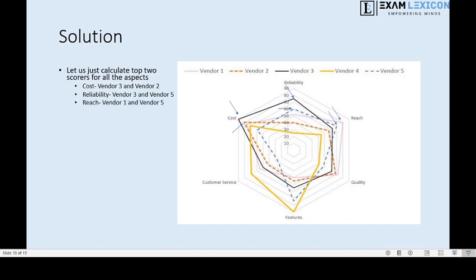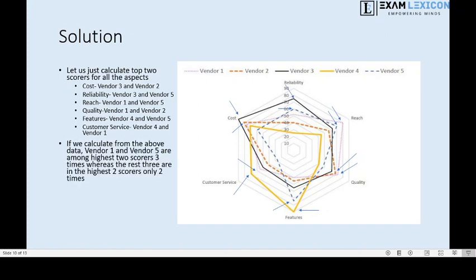For reach, it is vendor 5 and vendor 1. For quality, it is vendor 1 and vendor 2. For features, it is vendor 4 and vendor 5. And for customer service, it is vendor 4 and vendor 1. Okay, so these are all the top two scorers in all the aspects.